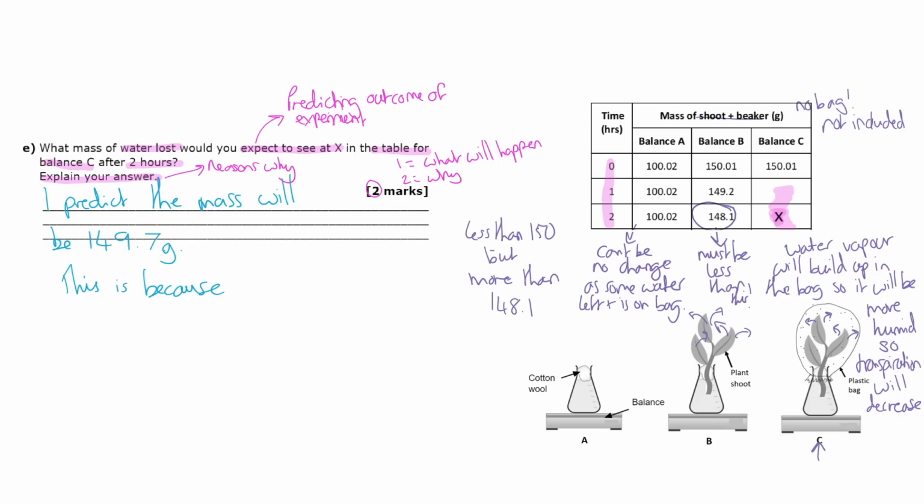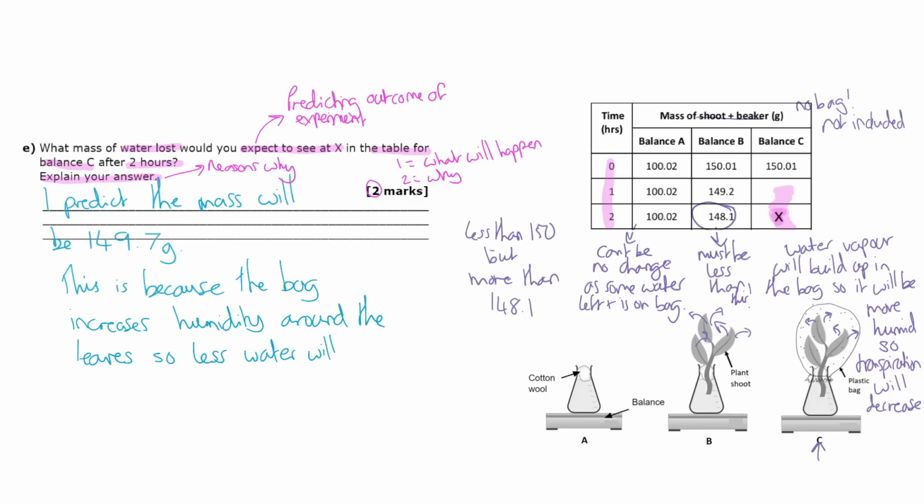This is because the bag increases humidity around the leaves of the shoot, so less water will be lost through transpiration. In reality, adding the part about less water being lost through transpiration is kind of an extra, because we've clearly already shown we understand that less water is being lost than balance B, which is the point of this question. But we've given our reasoning and I'd like to follow through with the explanation so we're all clear about what we mean, and the examiner will also be clear that you understand why you've chosen that number. You didn't just guess it at random.